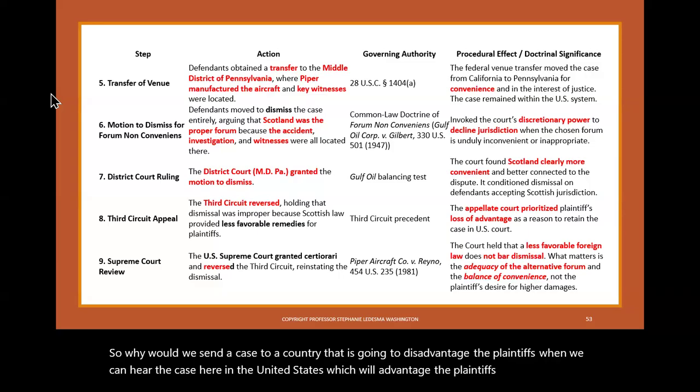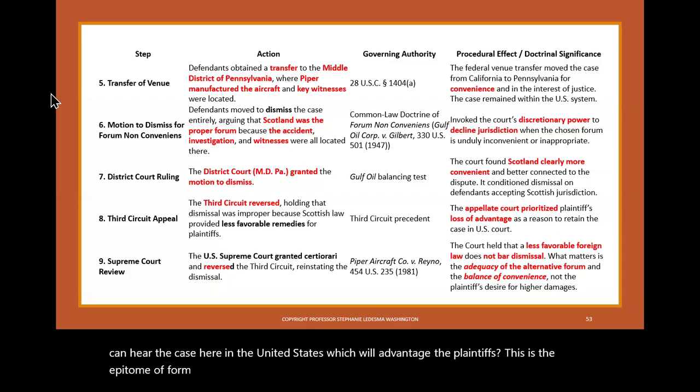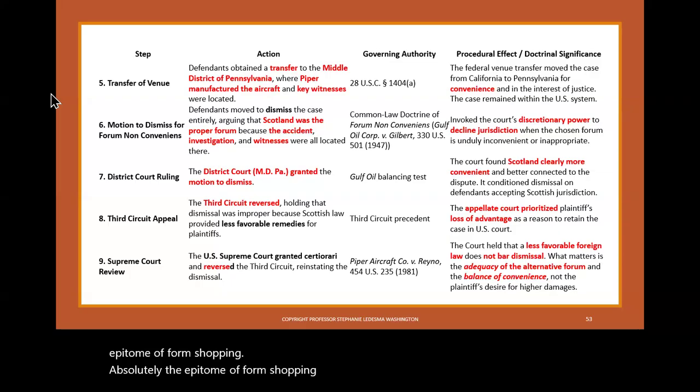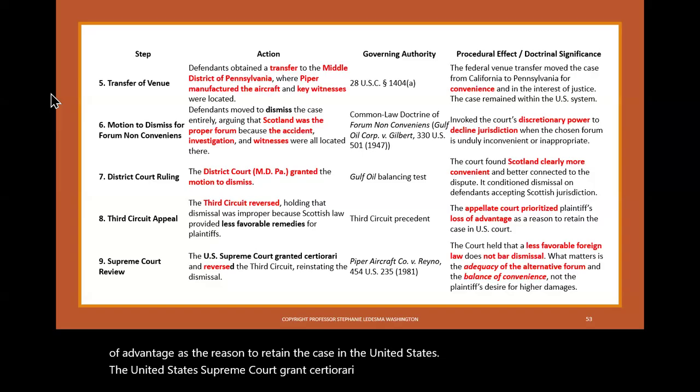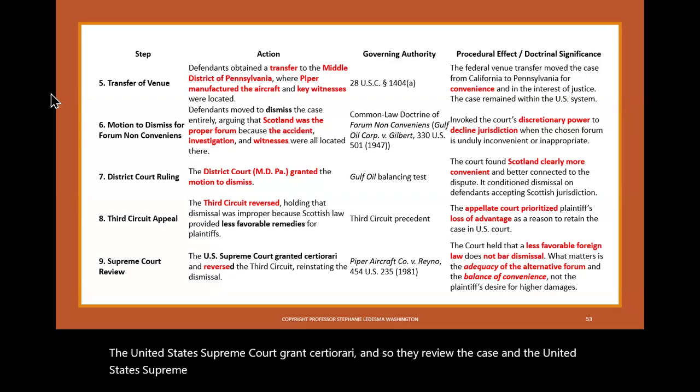This is the epitome of forum shopping. Absolutely the epitome of forum shopping, right? The appellate court prioritized the plaintiff's loss of advantage as the reason to retain the case in the United States. Well, the United States Supreme Court grants certiorari, and so they review the case, and the United States Supreme Court reverses the Third Circuit's reversal of the dismissal. And this is what we have today.